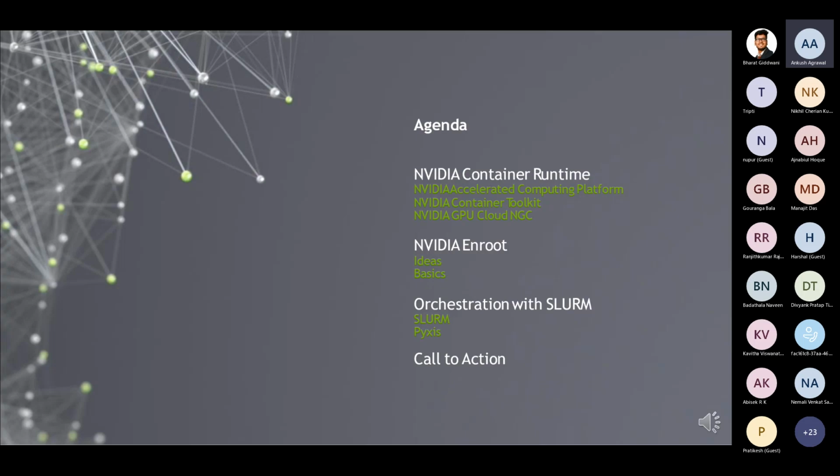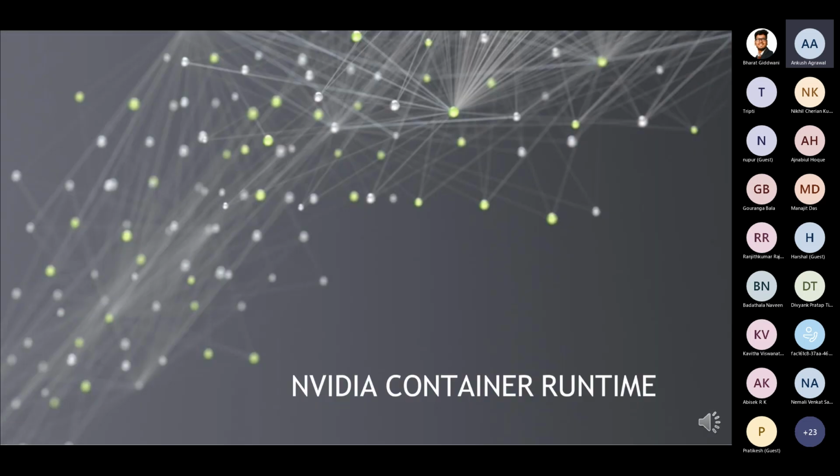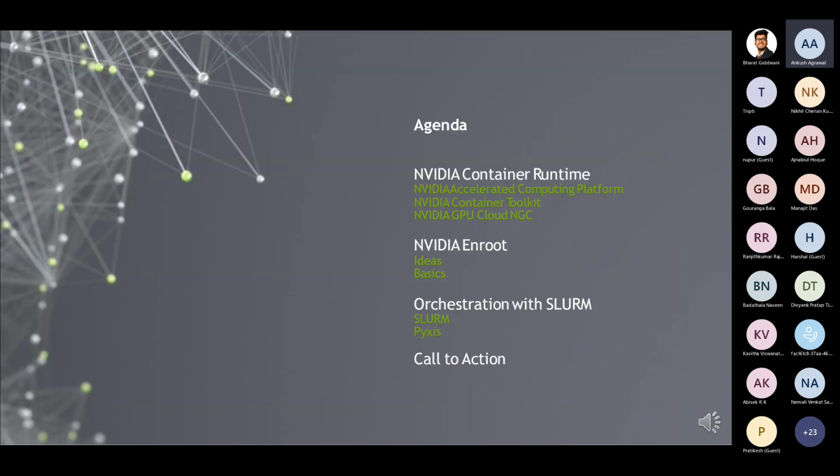Before that, let's see the agenda for today's topic. First of all, I'll give you a brief overview of the NVIDIA container runtime, which I think Utkarsh has not covered, though he has covered the NGC part. So I'll talk about what the NVIDIA Container Toolkit is. Then we'll move to Enroot and why we should adopt it. Then we will see how you can use this in a Slurm type of scheduler for your applications like PyTorch or TensorFlow and so on. Then we'll share some important links at the end as a call to action.